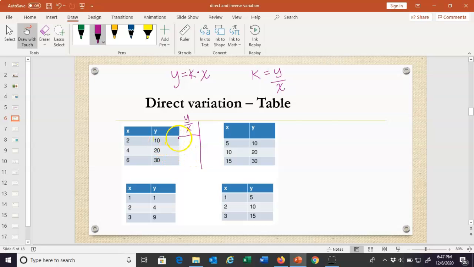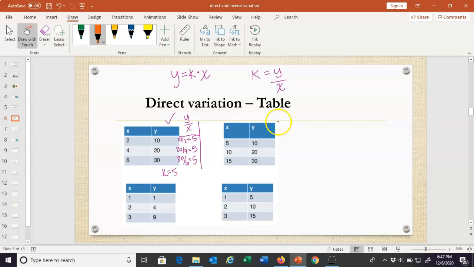So 10 divided by 2, that's 5. 20 divided by 4, ooh, that's 5. We're on to something. So far, so good. And 30 divided by 6, sure enough, that is 5. So this checks out. This is direct variation, and the k value is 5. Perfect.